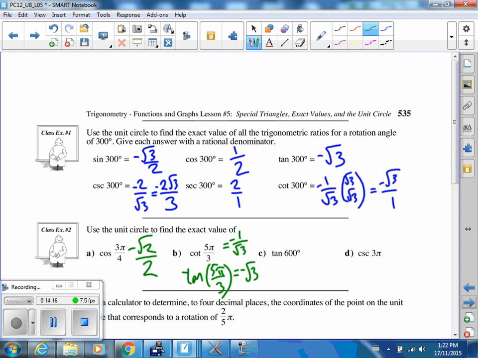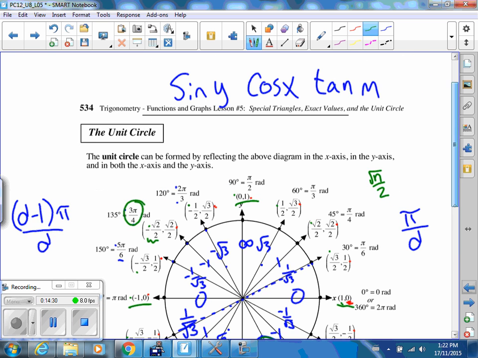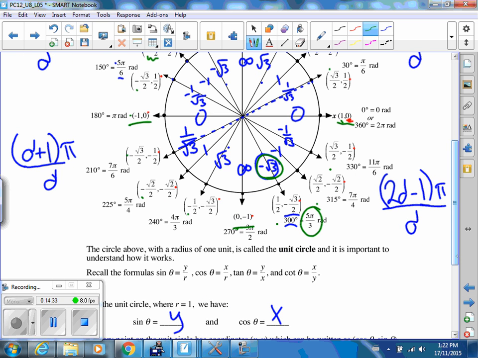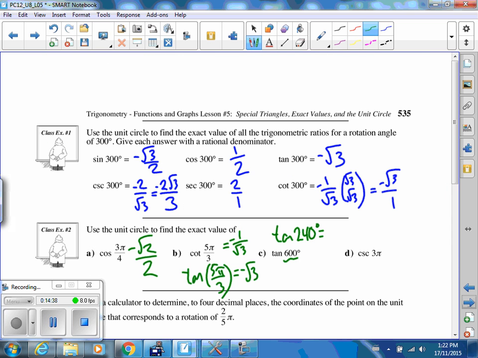Tan of 600. Now this is a little bit tricky, because this is a rotation angle, and I need principal angles for my unit circle. So 600 minus 360 is going to be tan 240. So I go back over here, tan of 240 degrees. There's my 240. Tan is √3. So √3.